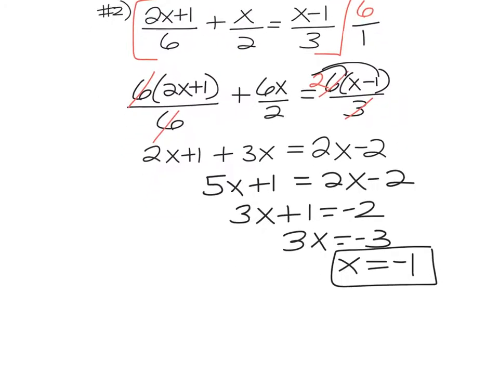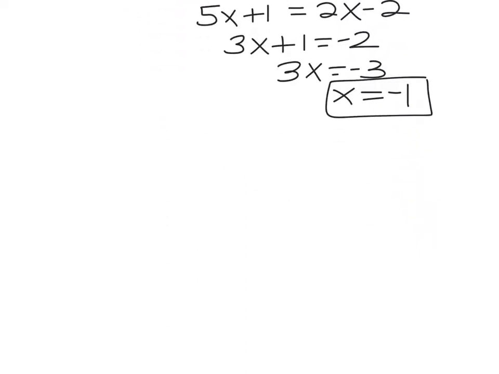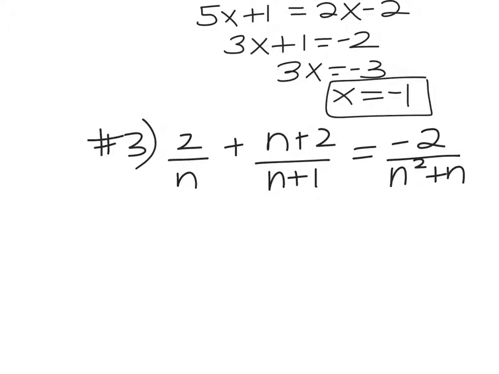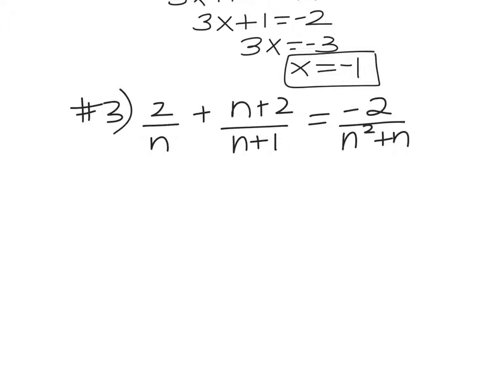Okay, let's do number 3 now. I've got 2 more of these, and then I have 3 word problems with you today. All right, number 3. We have 2 over n plus n plus 2 over n plus 1 equals negative 2 over n squared plus n. All right, write that down and I'll wait for you.